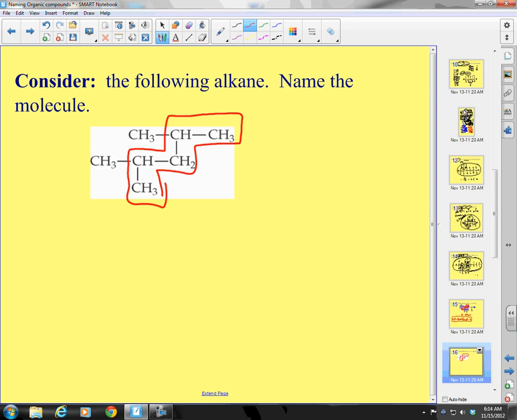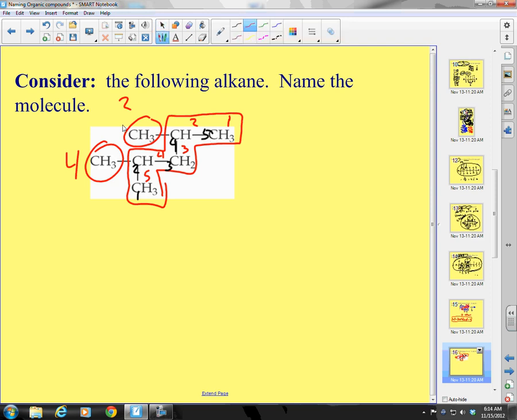Now we want to number this. I could start here, and that would be 1, 2, 3, 4, 5. And if we go to the red, I'd have something on the 2, and I'd have something on the 4. If I go in reverse with black, this is 1, 2, 3, 4, 5. I'd have something on 2 and something on 4. It doesn't matter. They're both the same. Good. So I have 1, 2, 3, 4, 5.